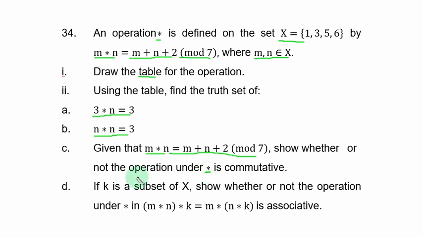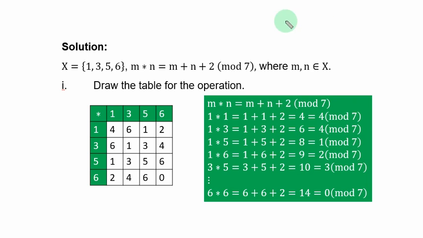D. If K is a subset of S, show whether or not the operation under asterisk, in M asterisk N in brackets, then asterisk K equal to M asterisk bracket open N asterisk K bracket close, is associative. Let us take the solution bit by bit. Solution.